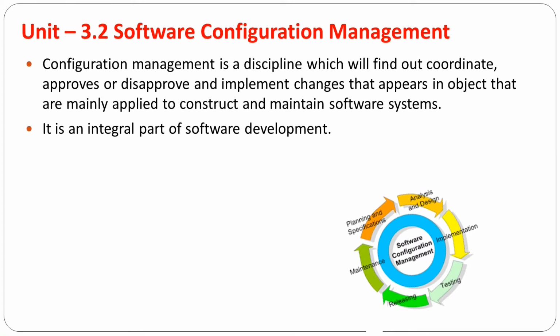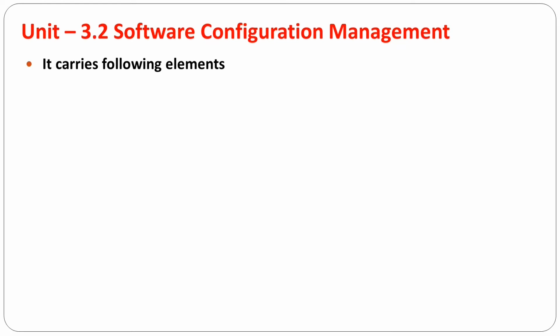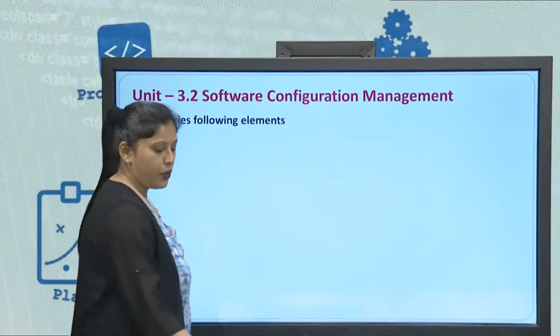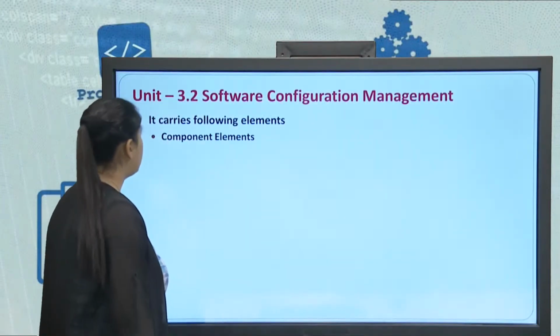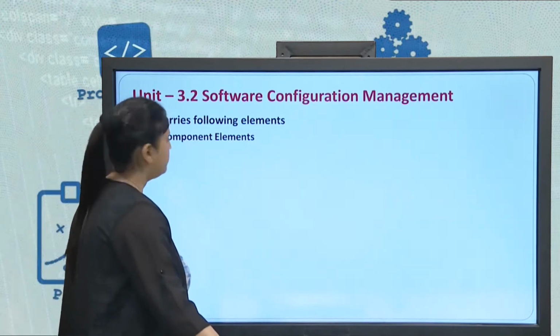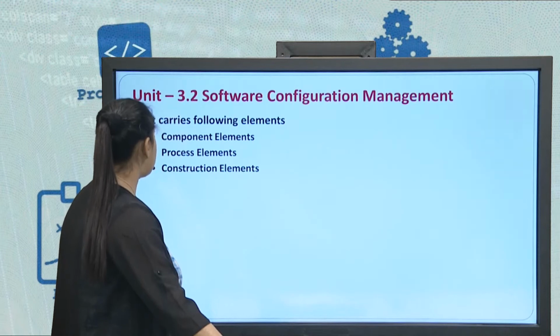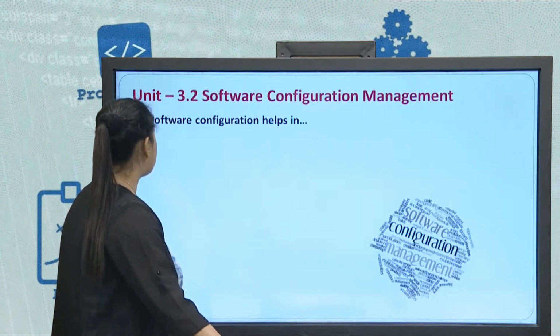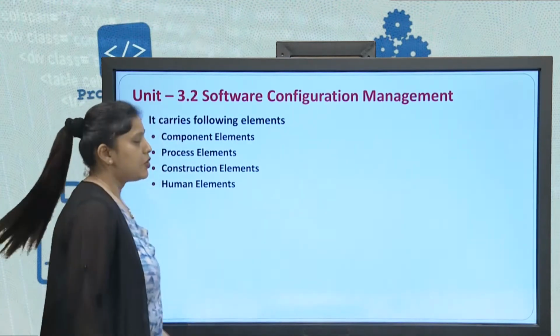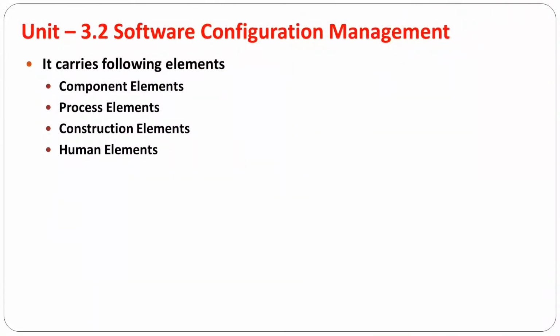So it is integral to the software development process. It carries the following elements: component elements, process elements, construction elements, and human elements. Now, we will look at each of these elements in a bit more detail.